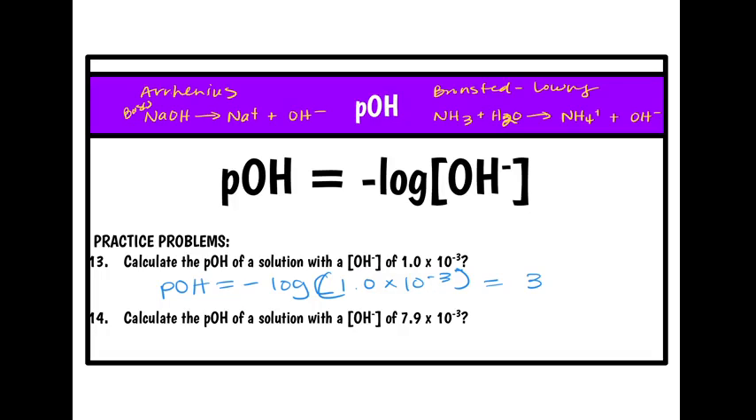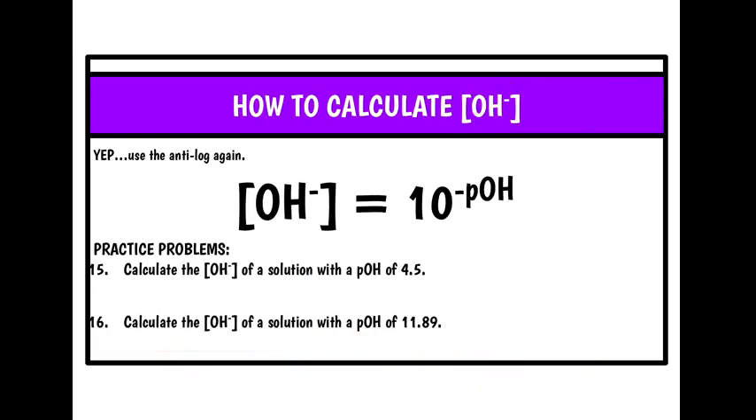Now go ahead and try to solve this next one. So we're going to go ahead, do negative log, put in that concentration of the hydroxide ions, and we are coming up with a pOH value of 2.1. Now, if we were really following those rules a second ago that we were talking about for sig figs, this would be 3.00, and this would be 2.10.